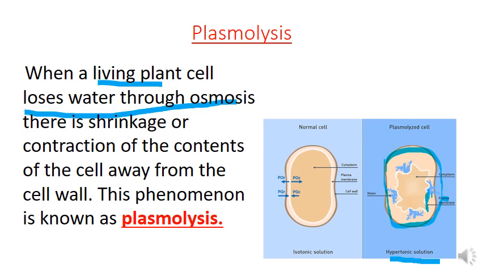Once more, when a living plant cell loses water through osmosis, that is, we have put the plant cell in what kind of solution? Hypertonic solution. In hypertonic solution, the water from the cell will move to the outside, and there is a shrinkage or contraction of the contents of the cell away from the cell wall. This process is known as plasmolysis.